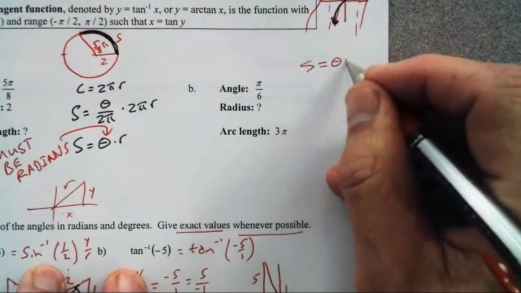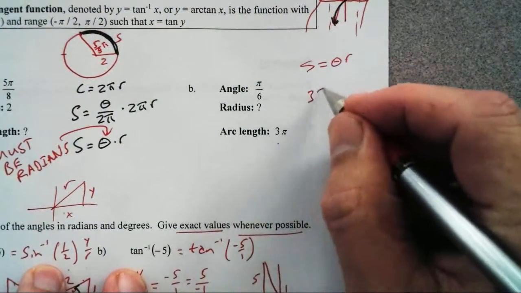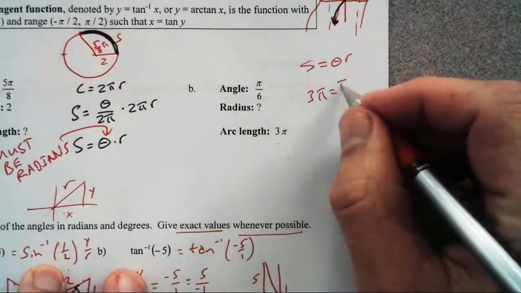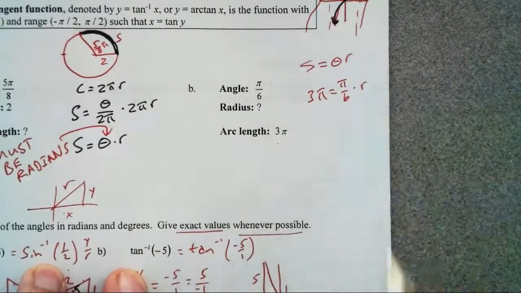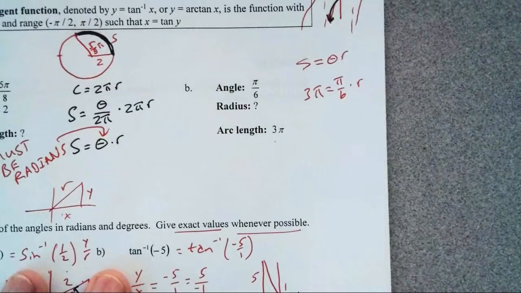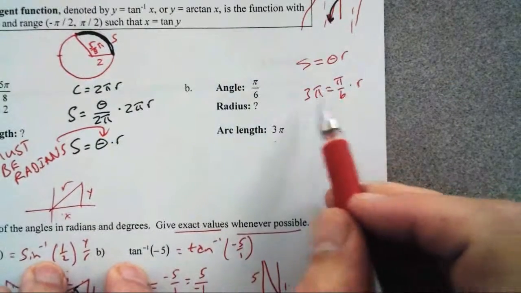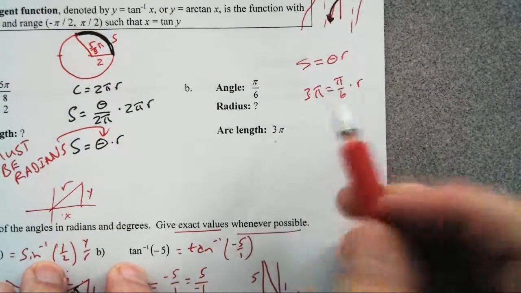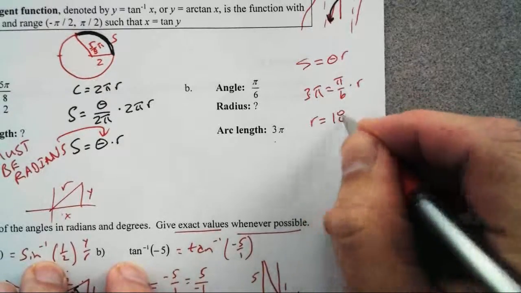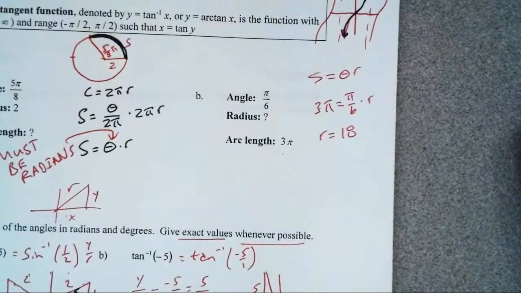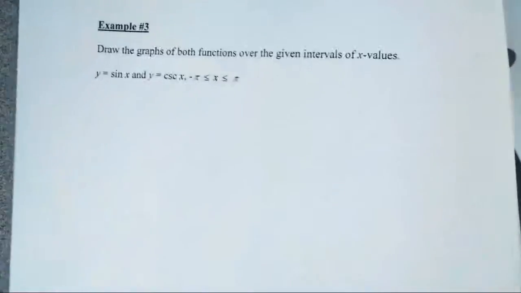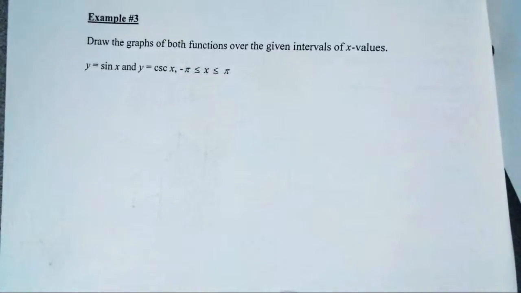S equals theta r, so my arc length 3 pi equals my angle pi on 6 times r. My radius unknown. Multiply 6, 18 pi, divide pi, 18. R is 18. Okay. So we will pick up the rest of this on tomorrow or on the next video.